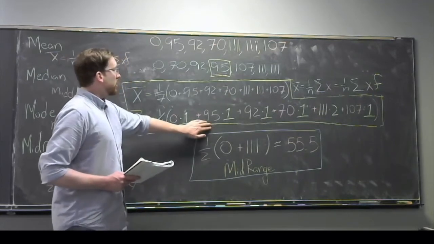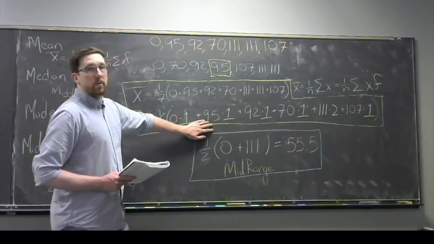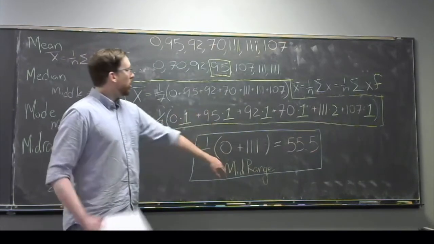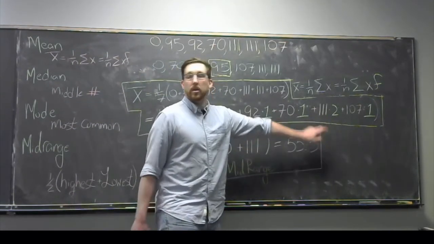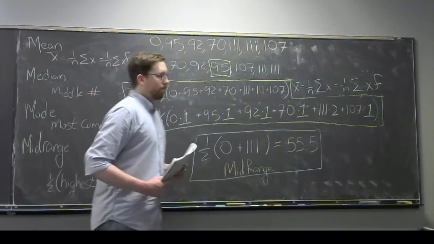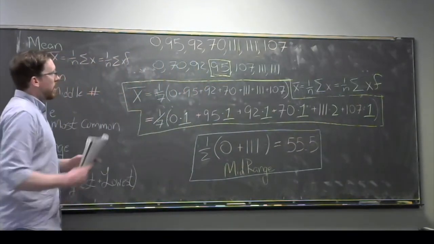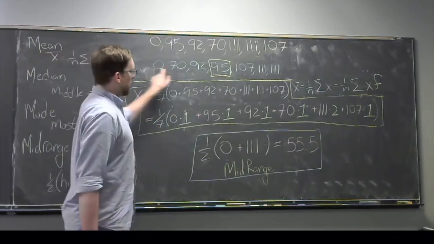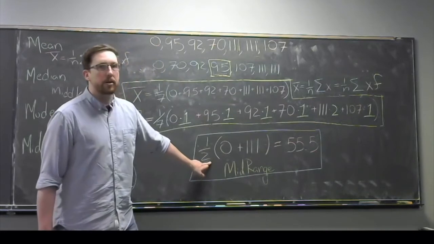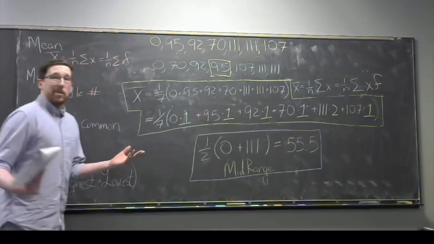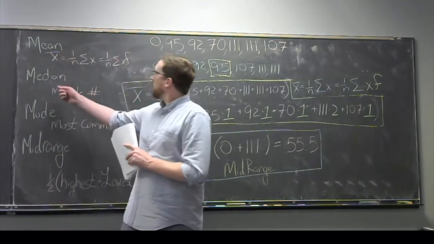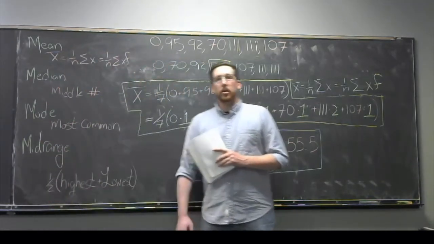Now looking at this, it's pretty easy to see which data point is the most common, right? 111 is. So that would be our mode here. And to find our mid-range, I took 0, added it to 111, and divided by 2. That's really the whole idea here. Mean, median, mode, mid-range.